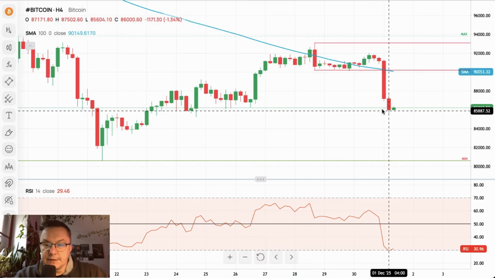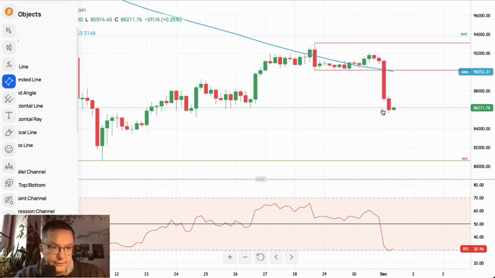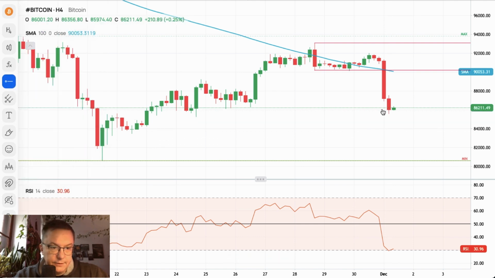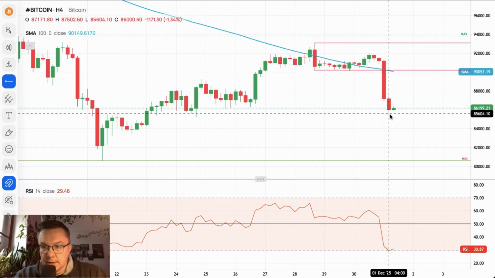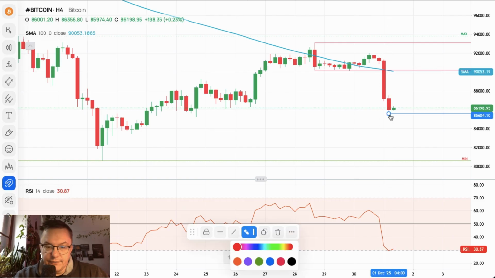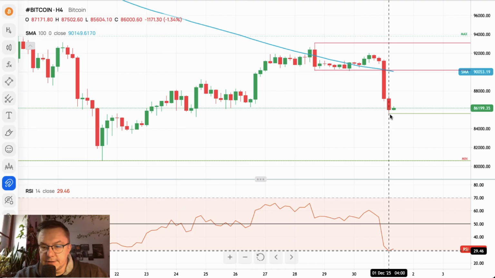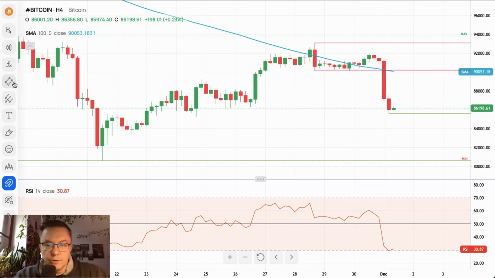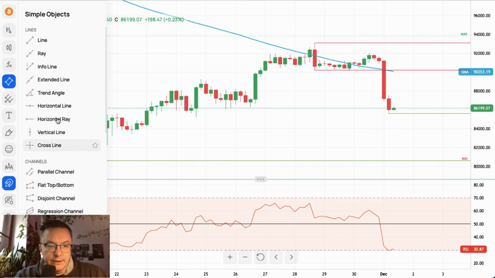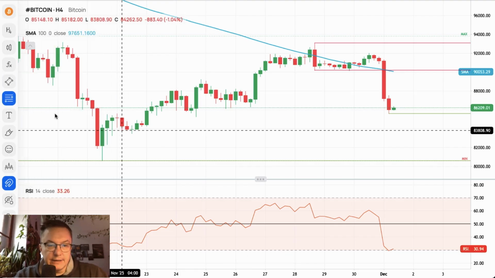Big breakout to the downside, local low. Let me just place the line for the local low, so we know what is this local low, 85,604. So it's like in the middle of nowhere. Nevertheless, we got some extremely oversold conditions already hit here, so we can only get better from here. But there is no guarantee, obviously, for anything like this.